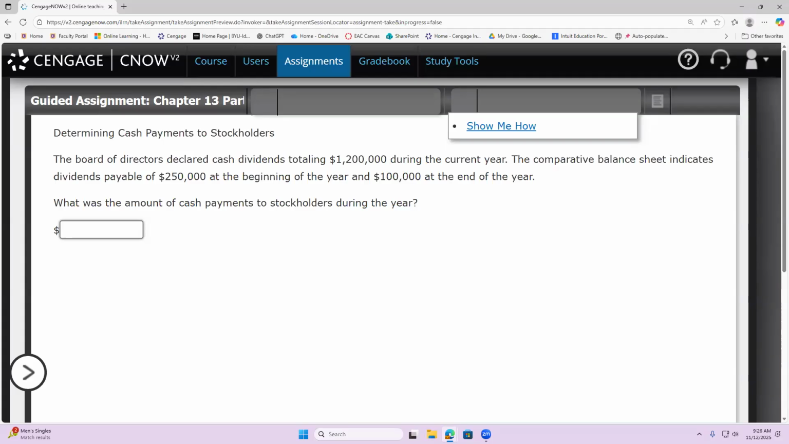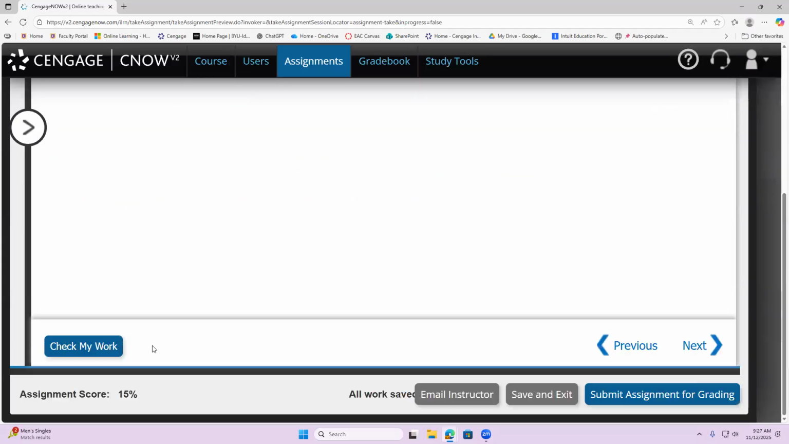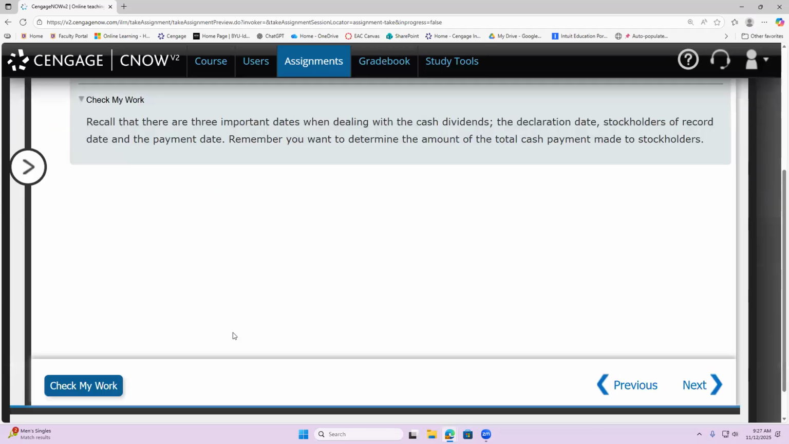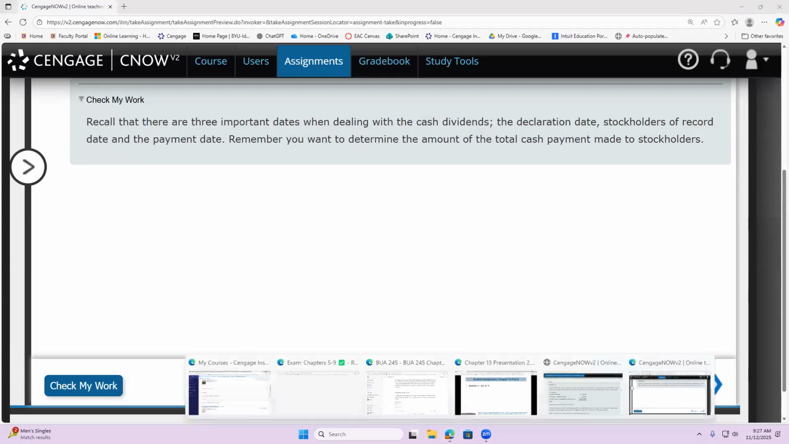You've got to make that intuitive leap so that you could say, well, what's that journal entry look like? And we've done dividends before. We just have to make the connection to it. So the amount of cash payment for the dividends, 1,350,000. Hooray. All right. And there was much rejoicing.